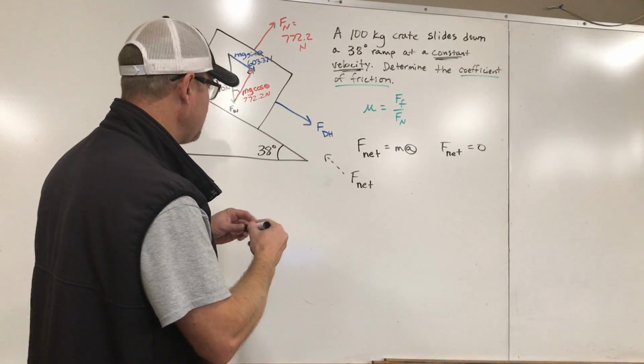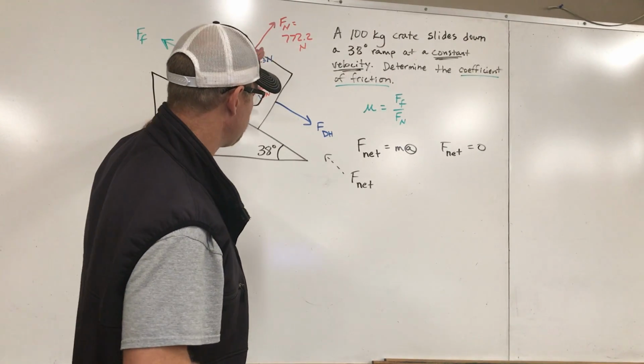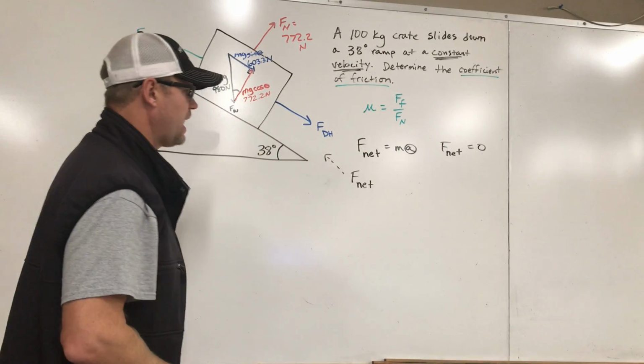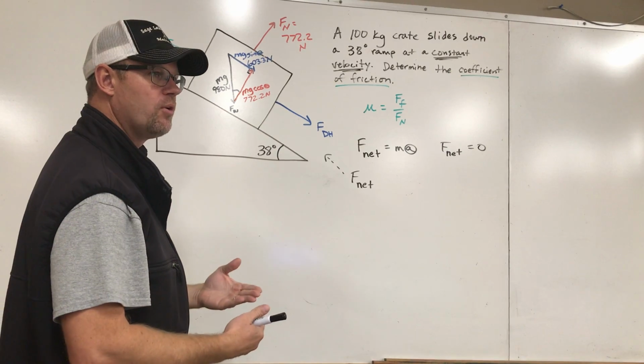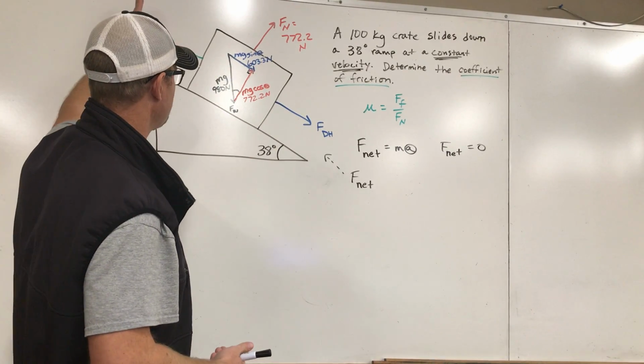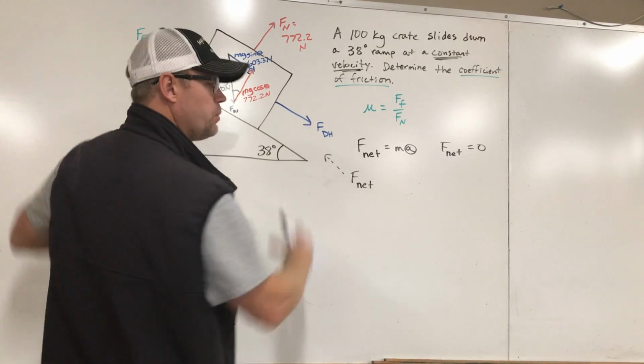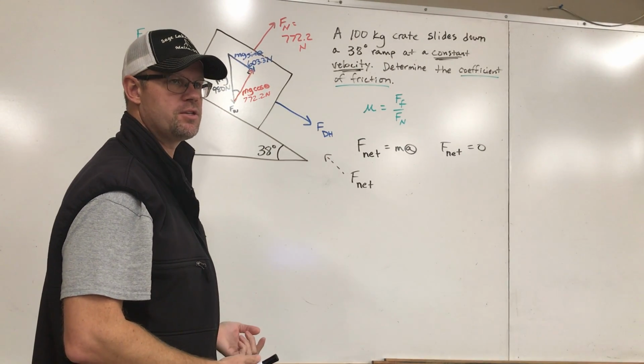In real life, what that means is the part of gravity that's pulling this down, the downhill force that's pulling it this way, has got to be getting balanced out or canceled out by the friction that's holding it back. These two forces are essentially equal to each other. They're just in opposite directions.